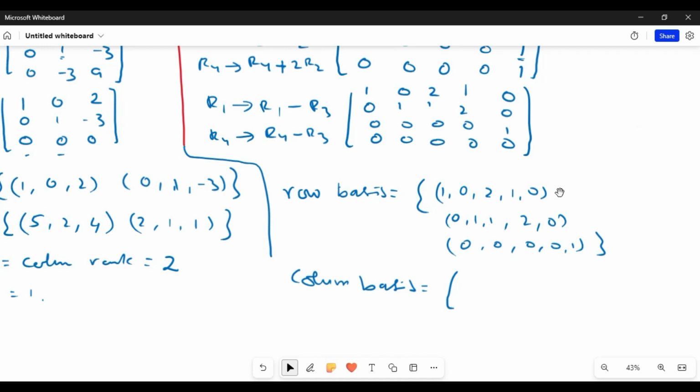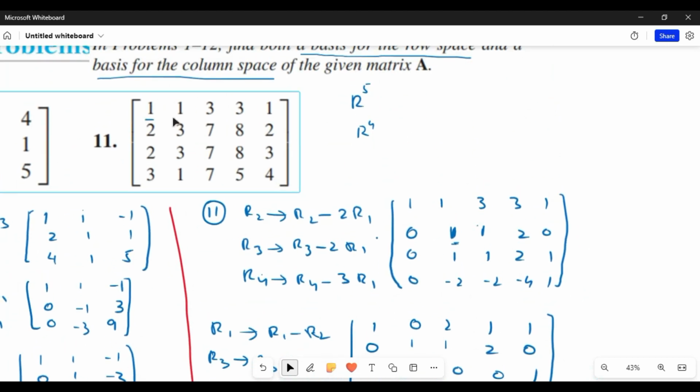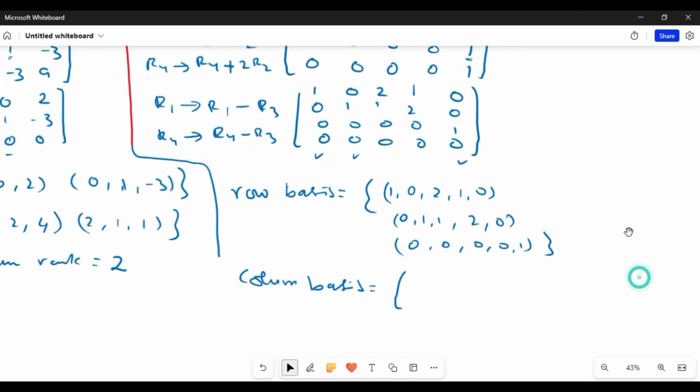See, the first column has a leading element, the second column has a leading element 1, and the fifth column has a leading element 1. All the columns are subsets of R power 4, isn't it? So we will go to the original matrix and pick the first, second and fifth columns. That will be this column basis, which is first, second and fourth. We will write them.